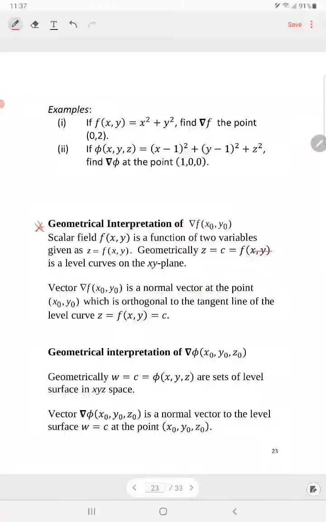Once you replace x and y with a value, you get a constant c. Then you have a function f(x,y) equals a constant c. If you plot this, what you're plotting is a level curve on the xy plane. So the vector del f, or the gradient of f, is a normal vector at the point, which is orthogonal to the tangent line of the level curve z equals f(x,y) equals c.